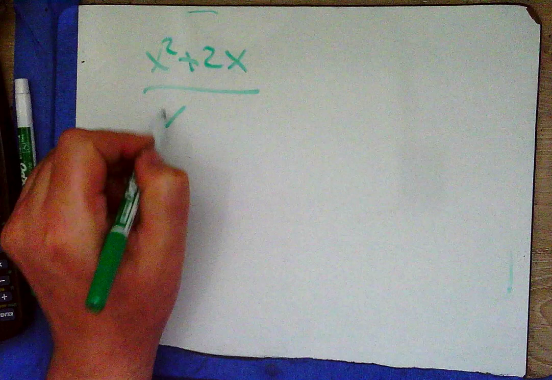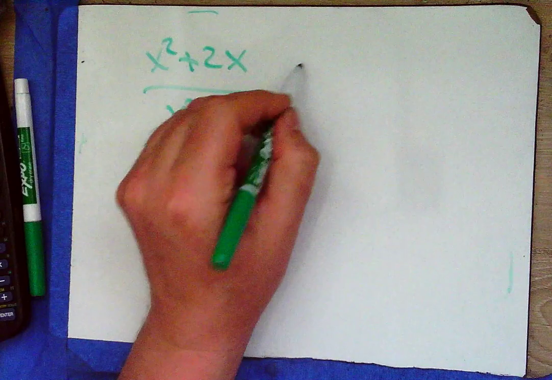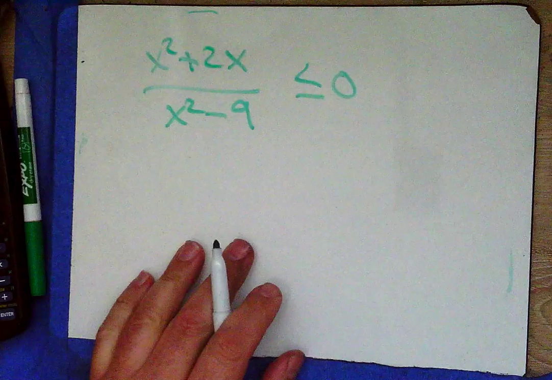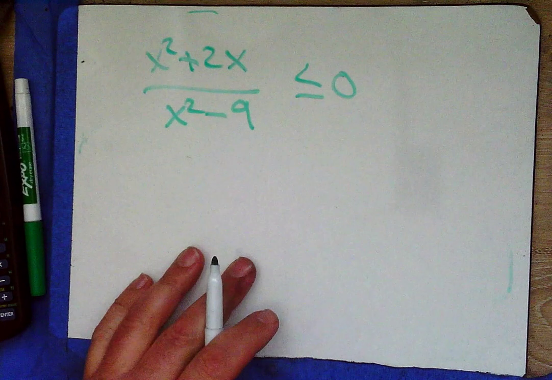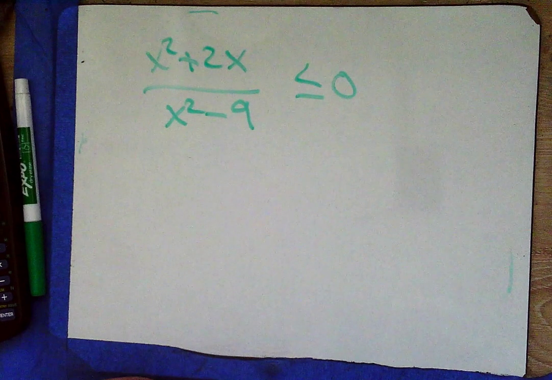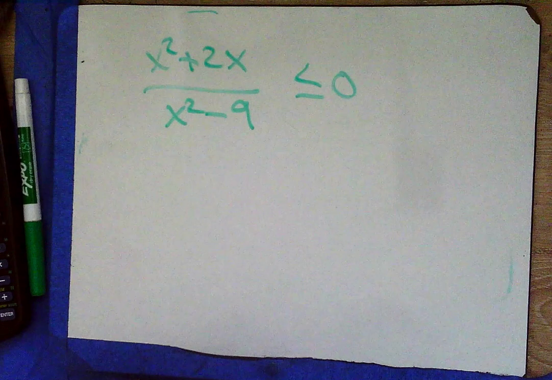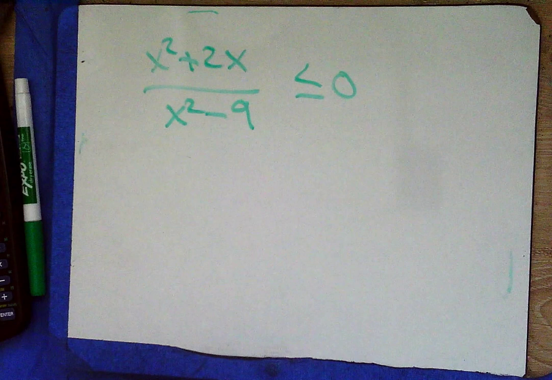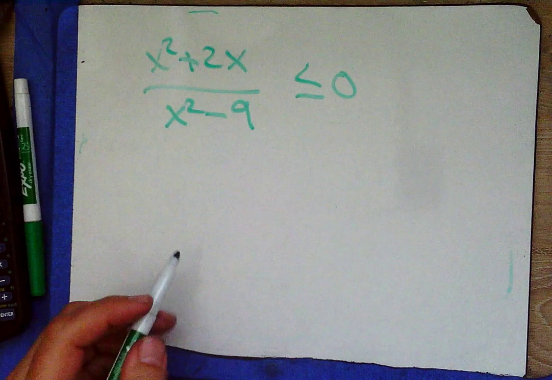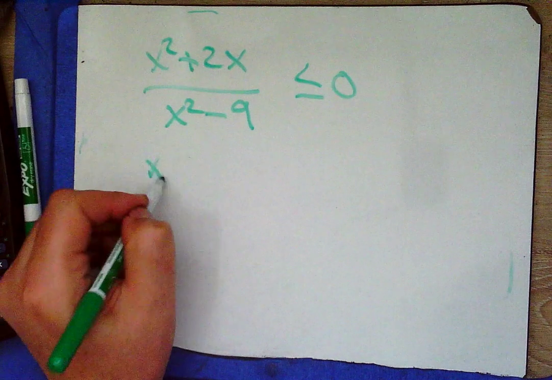How about x squared plus 2x over x squared minus 9 less than or equal to 0? Why don't you try this one? Well, welcome back. There's a lot to think about here. But remember, we do the same steps each time, so maybe that'll help.